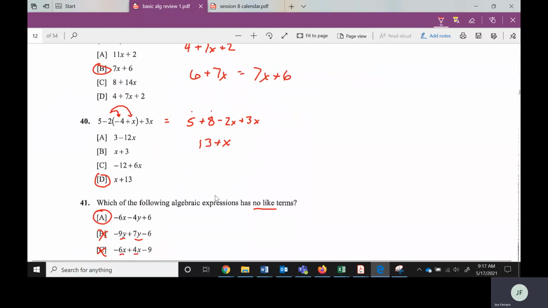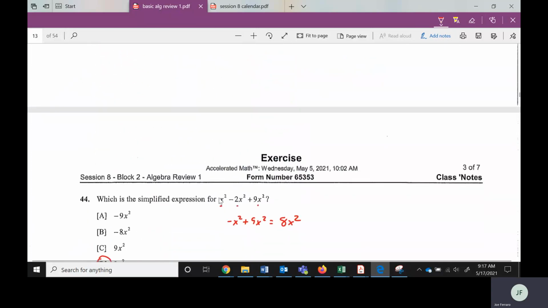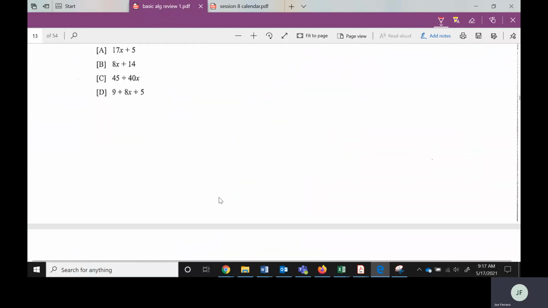Okay. All right, 2 problems left. We're going to turn and find number 52.